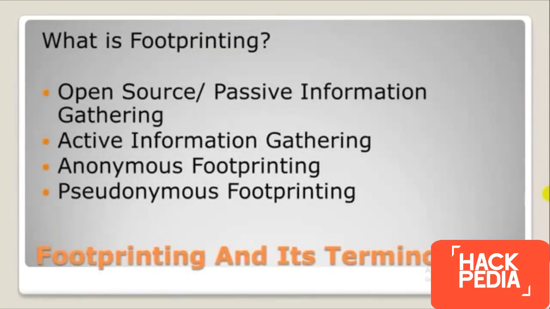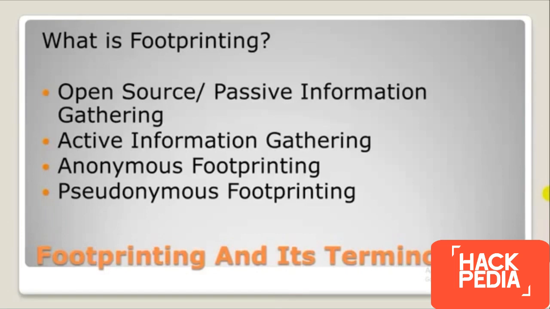Before we go deep into this concept, it is important to know the basic terminology used in Footprinting, and these terms will help you understand the concept of Footprinting and its structures. Open source or passive information gathering is the first one. Open source or passive information gathering, PIG, that's what I call it. It is the easiest way to collect information about the target organization.